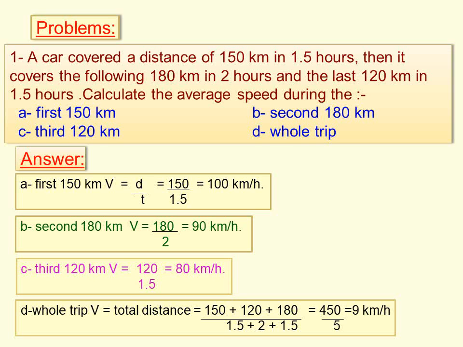So for the whole trip, total distance divided by total time to cover this distance: 150 plus 120 plus 180, divided by 1.5 plus 2 plus 1.5, all the time, equals 450 divided by 5 equals 90 kilometer per hour.